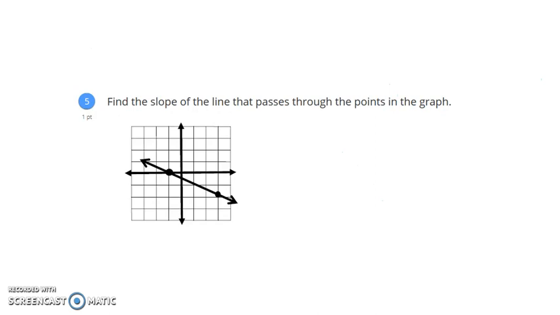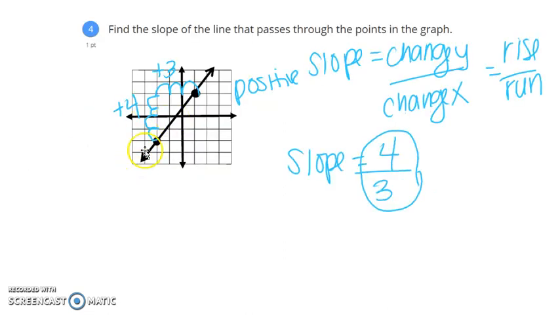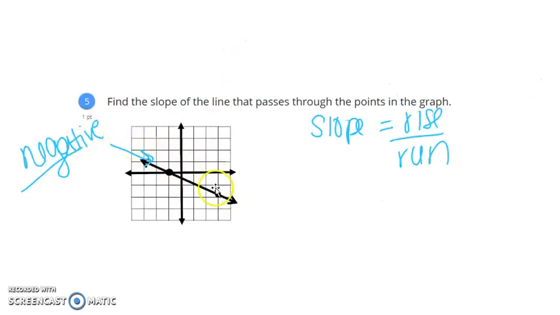5 is going to be very same as 4. We're going to be looking at that slope, but we're looking at rise over run. The difference I'm hoping you're seeing between 4 and 5 is that here this slope is negative because the line is decreasing from left to right. So let's look at this again. Positive is increasing from left to right. Negative is decreasing from left to right.